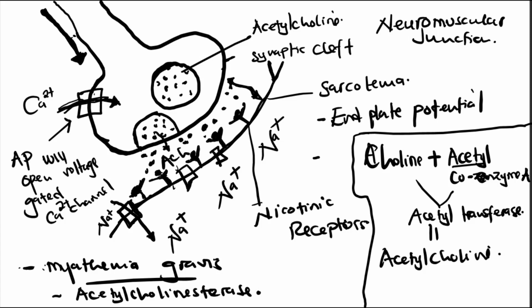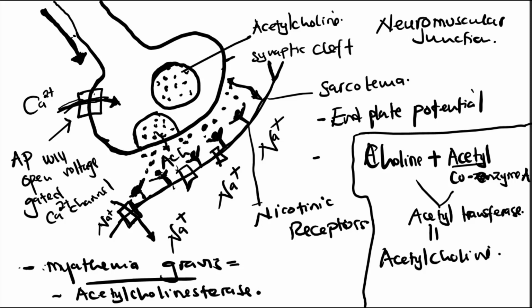Now, to treat myasthenia gravis, you need to inhibit the acetylcholinesterase so that you can increase the amount of acetylcholine in the synaptic cleft to cause a more sustained contraction. So acetylcholinesterase inhibitors are used in myasthenia gravis so that you can take care of the problem of muscle contraction.